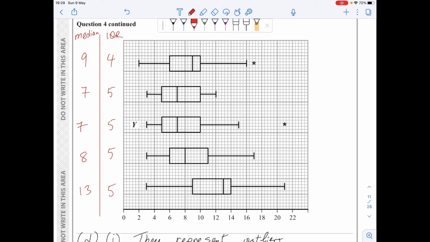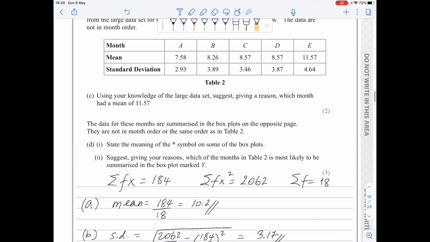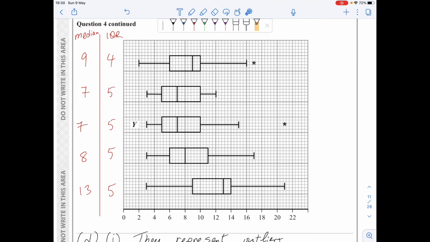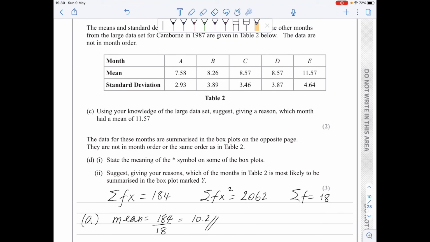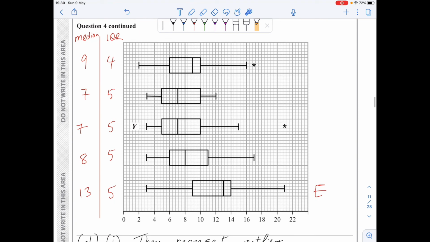Now note that month E has a very high mean and standard deviation. So E is probably the last one. Also note that A has a low mean and standard deviation. So A is probably the second one.